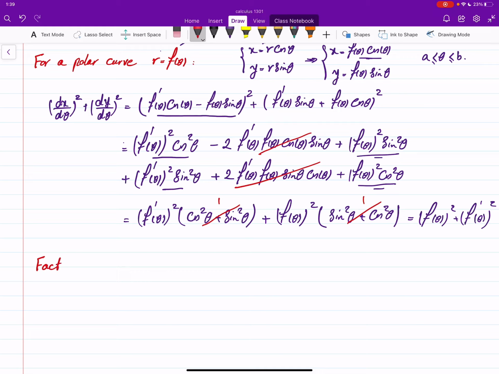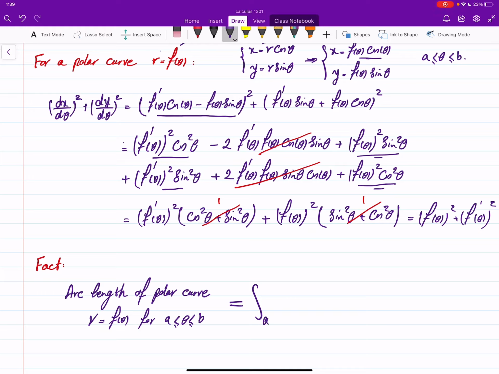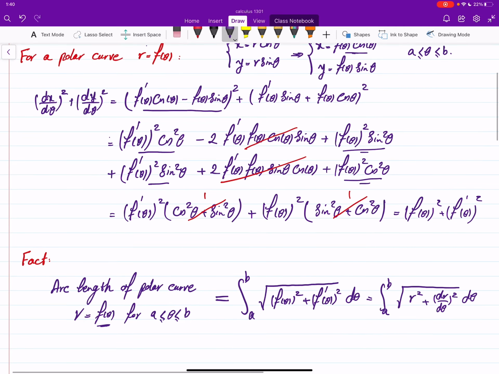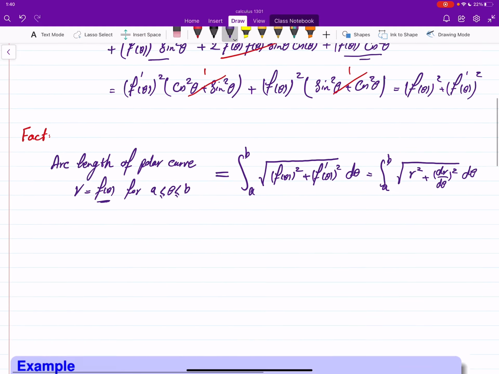So now we can write this as a fact, a theorem, or a formula that you can use. The arc length of polar curve r equals f theta for theta between a and b is given by this integral, a to b of square root of f theta squared plus derivative of f squared d theta. Well, sometimes you will see, since f theta is r, people writing this as r squared plus dr d theta squared d theta. Okay? So that is the formula that you have to have in mind when you're trying to find arc length of a polar curve. Let's just use it in some examples.